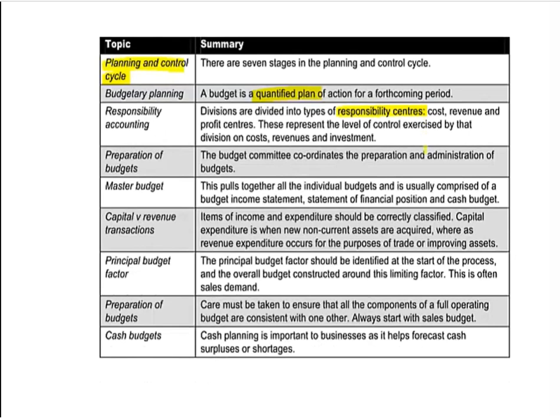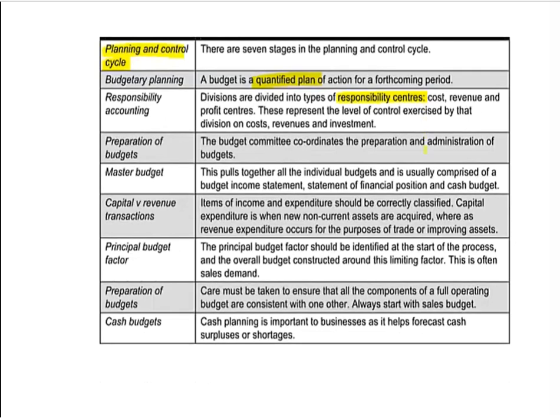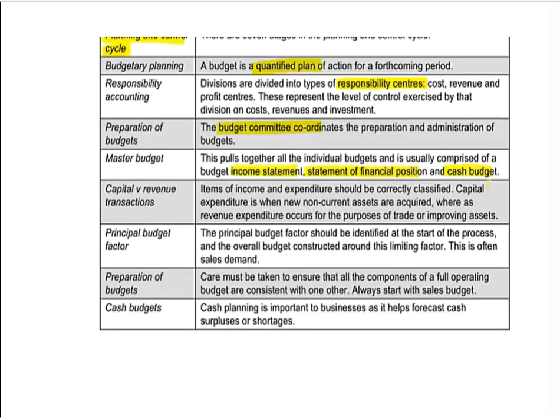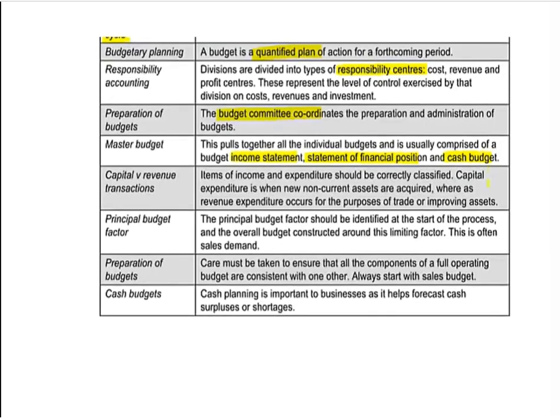The budget then is prepared as part of quite a formal process in many organisations, and that will be overseen by the budget committee. The master budget will be the end point then, and that will pull together the budgeted income statement, the statement of financial position and the cash position, the cash budget, to give an overall projection of the likely outcome for the period.